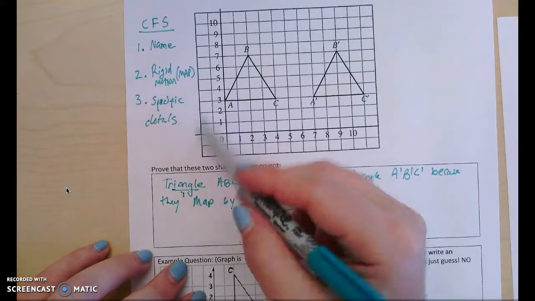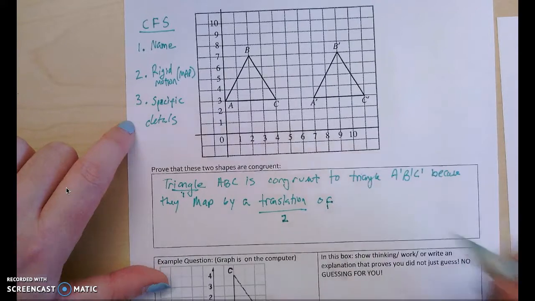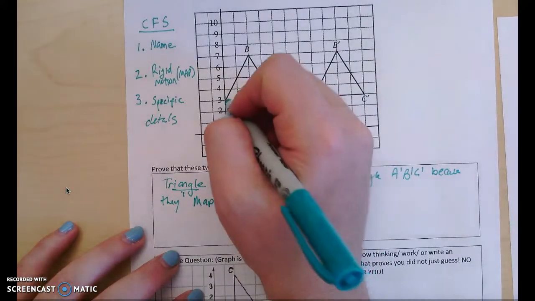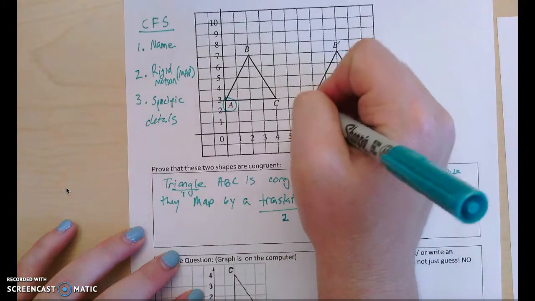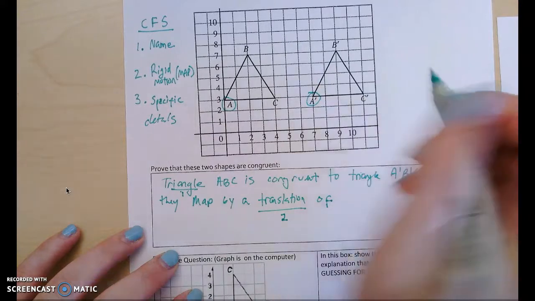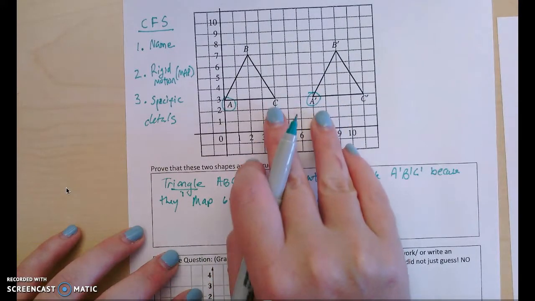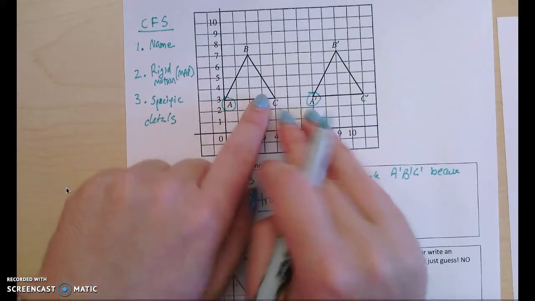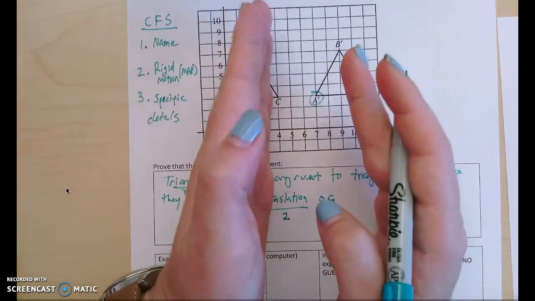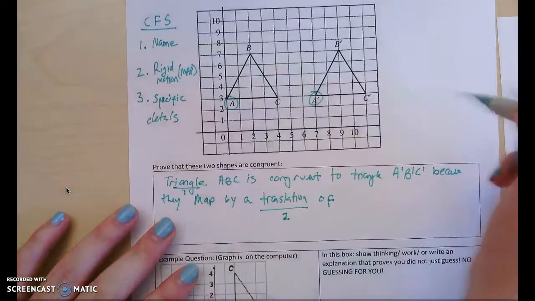So I'm done with 1, I'm done with 2, and now I need to do 3, a specific detail of, and this is where people get caught up. I need point A to map to point A prime. So a lot of people, what they did is they mapped C onto A prime, and that's not true. If C maps onto A prime, this entire shape is still not going to map on. It's just going to connect at that corner. So we need A to go to A prime.